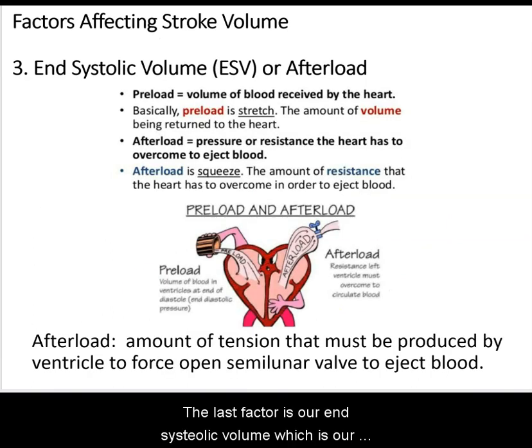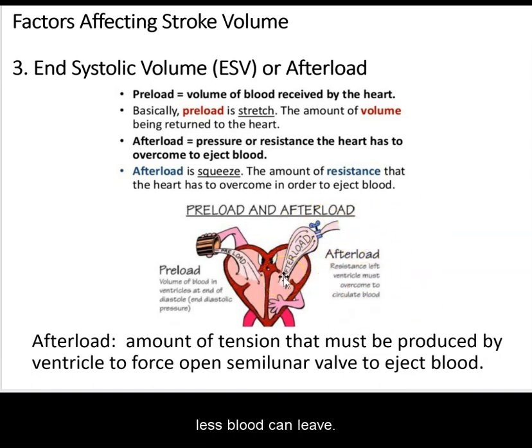The last factor is our end systolic volume, which is our afterload. And this is due to stretch. So just a quick picture I found. Preload is the blood coming in, right? And as the blood comes in, it fills the chamber and it stretches it to give a stronger contraction. Afterload is how much leaves. So afterload is a factor of resistance. If there's more resistance to flow, less blood can leave.